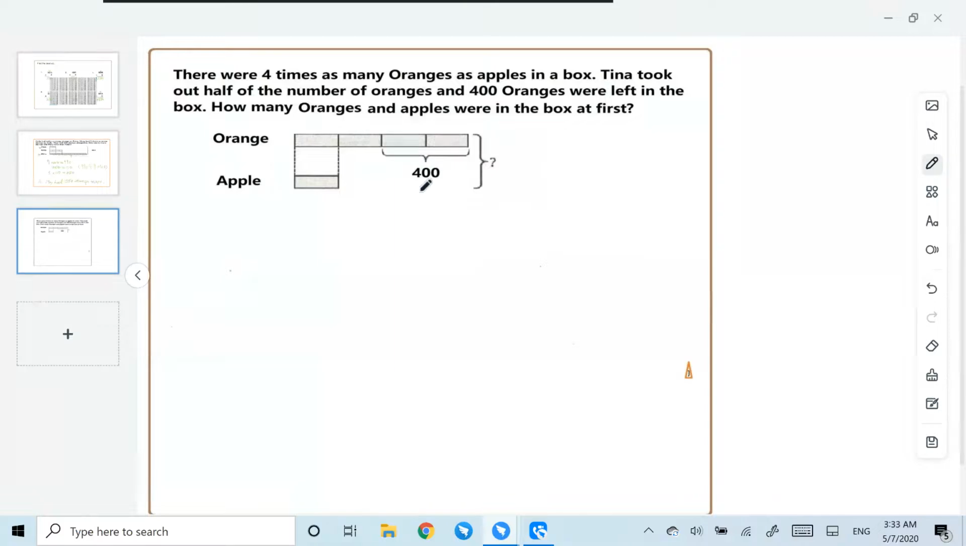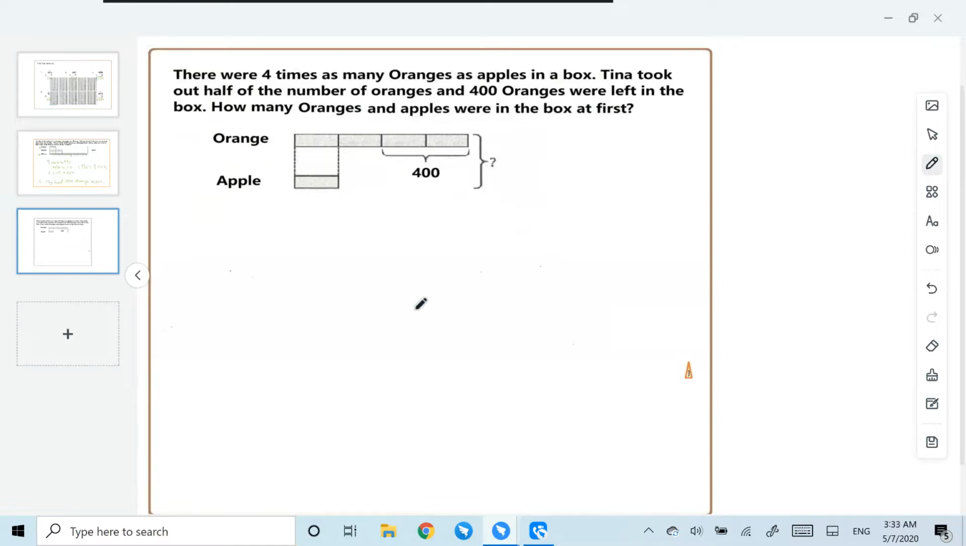Let's read the question first. There were 4 times as many oranges as apples in a box. Tina took out half of the number of the oranges, and 400 oranges were left in the box. How many oranges and apples were in the box at first?